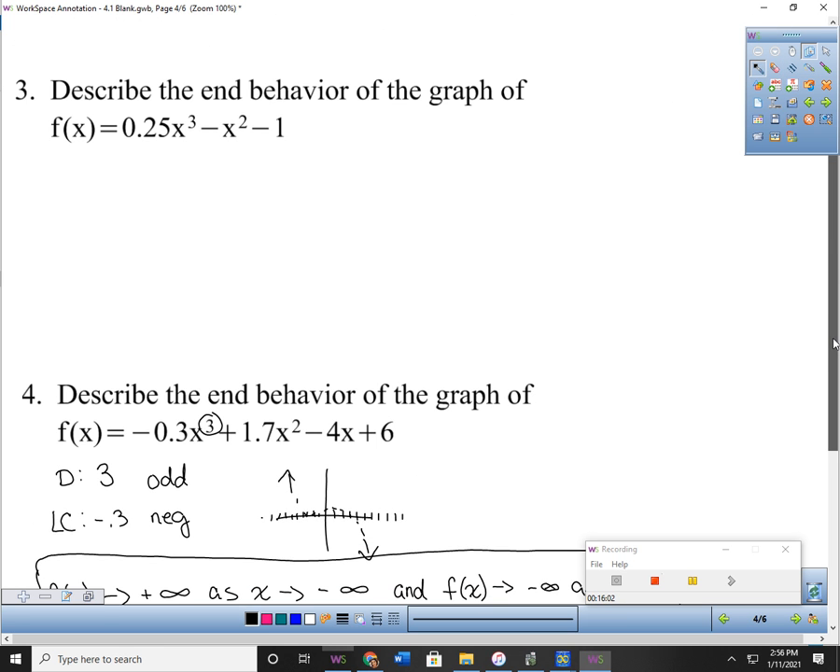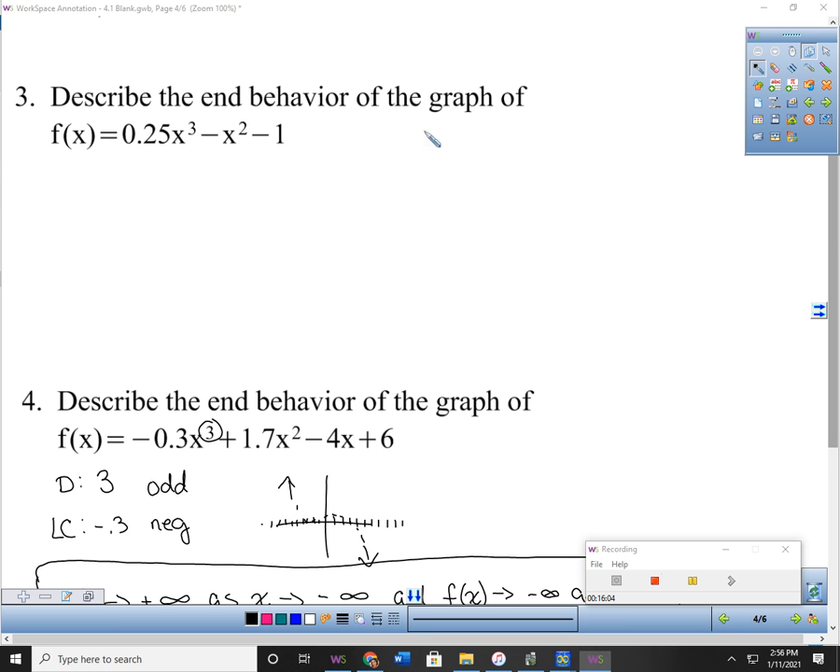Okay, so let's look at number 3. Degree. What's the degree of this? The degree is 3, and 3 is odd. So that means that we're either an up and a down, or a down and an up, right? So I'm going to look at that number in the front, the 0.25. That's my leading coefficient.